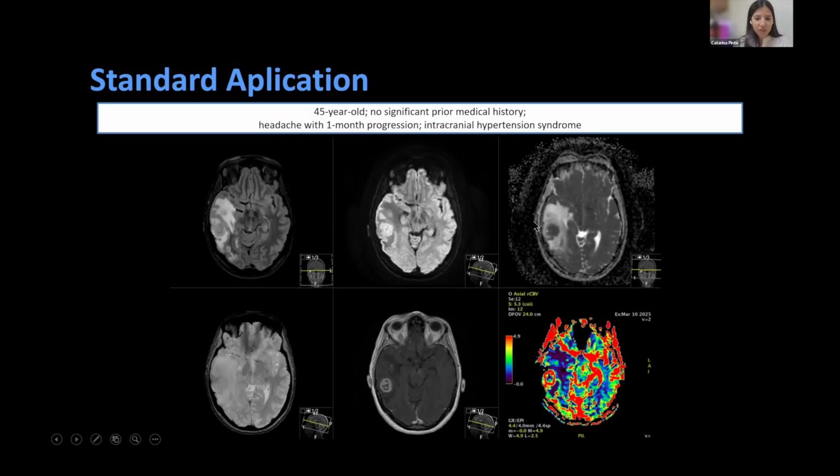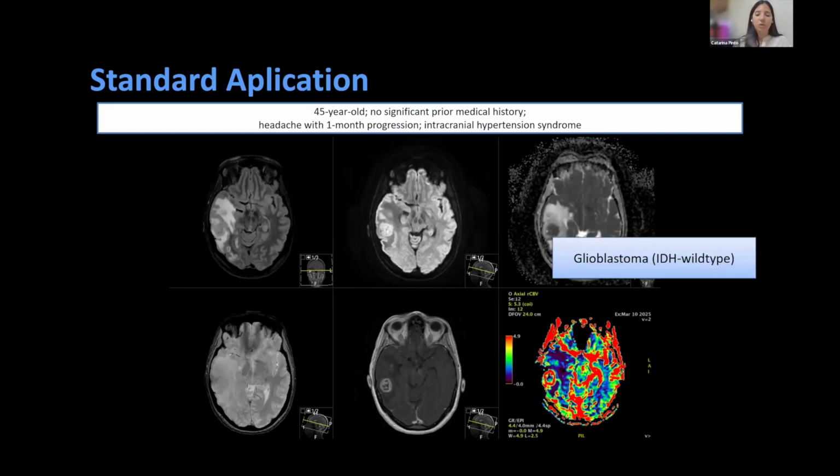But we did the perfusion, and the perfusion showed an elevation of the CBV, so everything goes in the same direction, and we could conclude that this was a glioblastoma. After the surgical removal and the pathological specimen, it was confirmed that this was a glioblastoma. Regarding the new classification, it was IDH wild type.